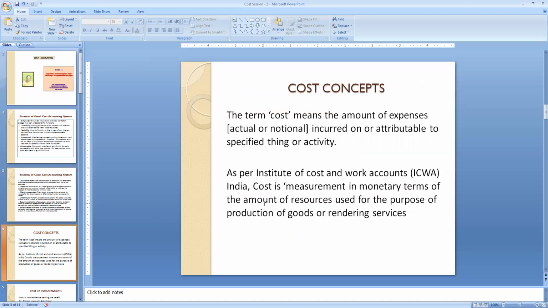Let us see some of the terms that we come across, that is, regarding cost concepts. What are the different cost concepts that we come across in cost accounting? We know that cost is nothing but the expenses incurred, actual or notional, or attributable to a specified thing or activity. It is the expenditure incurred on a particular product that is called cost.